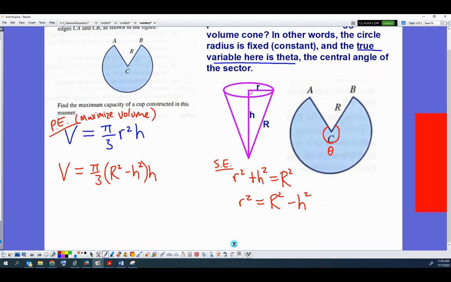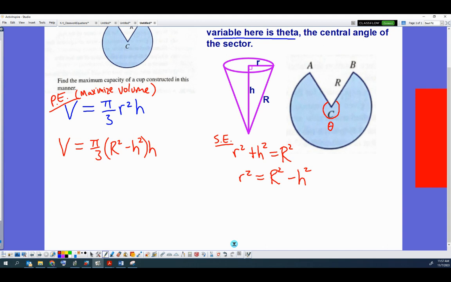And I'm going to go ahead and just work with that now. Pi is a constant, big R is a constant. The only variable now over here is h. So that's good. That's what we're going to do. But I'm not going to differentiate just yet. There'd be a product rule right now.